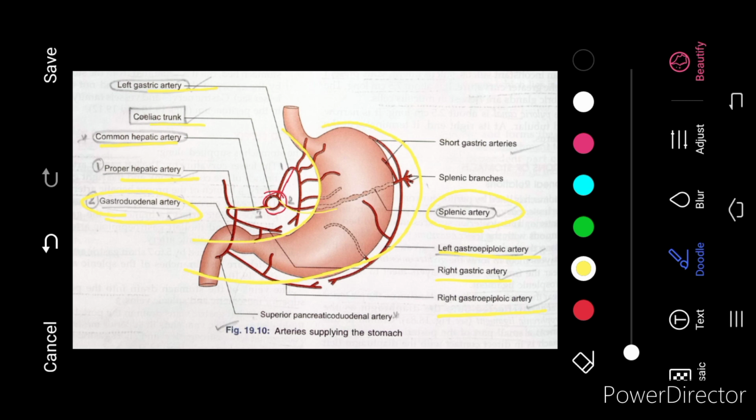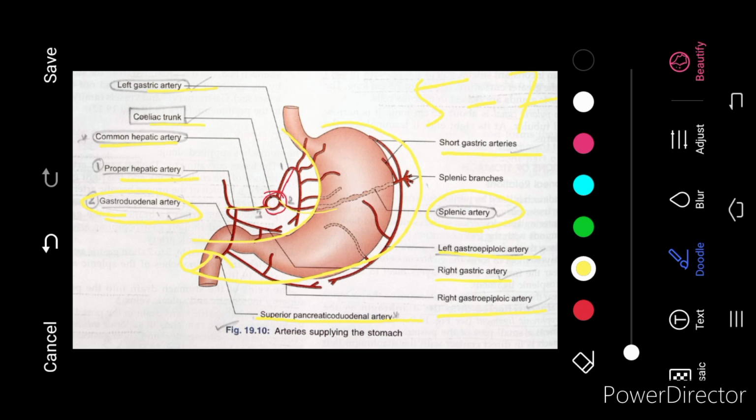This is the common hepatic artery which is the third branch of the celiac trunk, and fundus part of the stomach is supplied by 5 to 7 short branches, that is short gastric arteries which are the branch of splenic artery, and from gastroduodenal artery arises another branch which is known as superior pancreaticoduodenal artery. So here we finished about the arterial supply of the stomach.